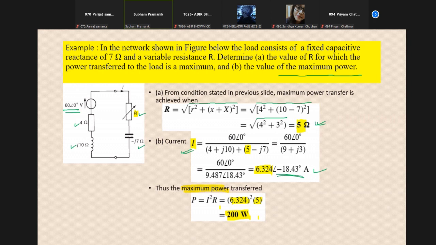Maximum power transfer is applicable, I mean, where do we apply this? Suppose you are connecting some antenna to some amplifier. That amplifier part is given to you. You don't know anything about the circuit. You know the load, suppose the length of the wire that you are using for the antenna. The load of that wire can vary if you change its length.